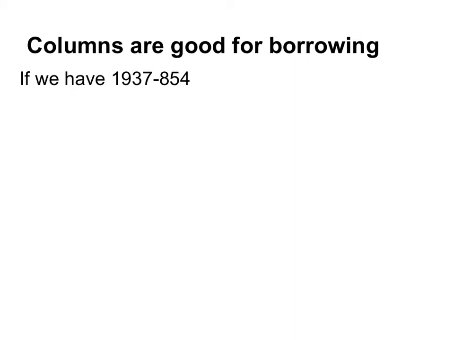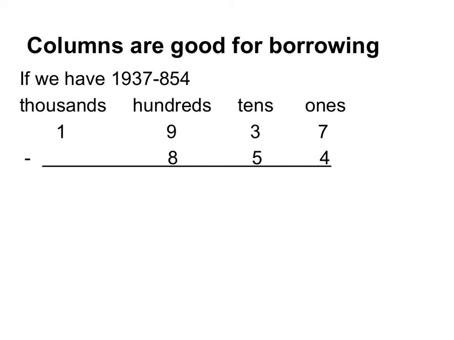So borrowing happens in a situation like this. So now I have 1,937 and I'm subtracting 854. So I'm going to set up my columns. I need a thousands this time because it went that big. So I have thousands, hundreds, tens, ones. So there's my 1937 and then I'm subtracting 854. So I start at the ones place, I take 7 and I subtract 4 and there are my 3 ones.